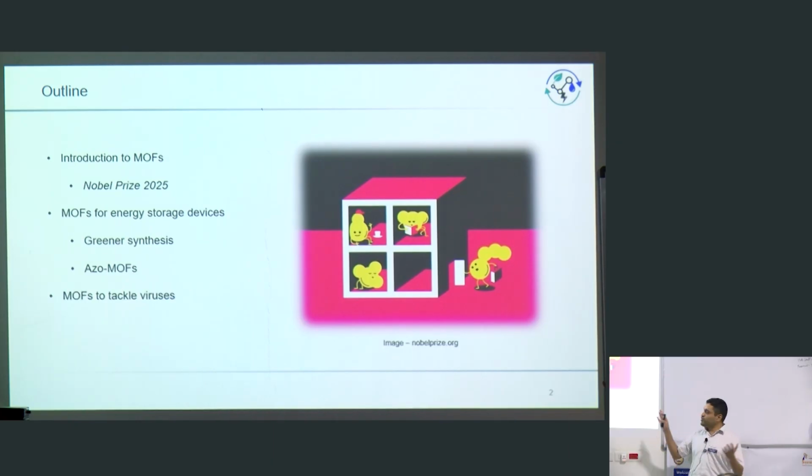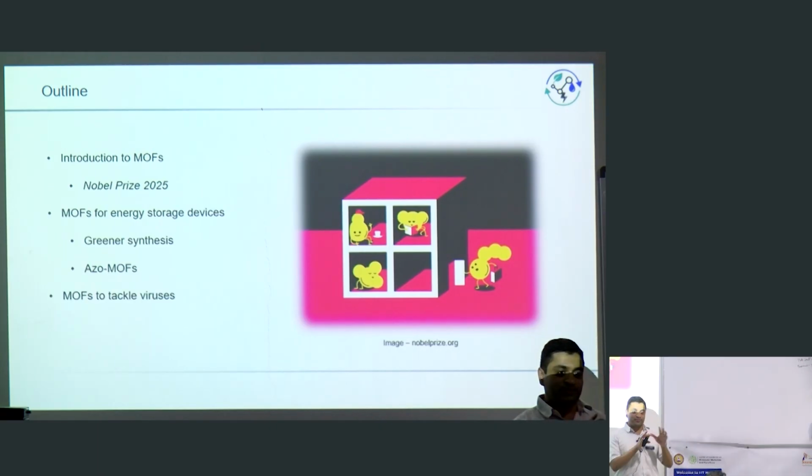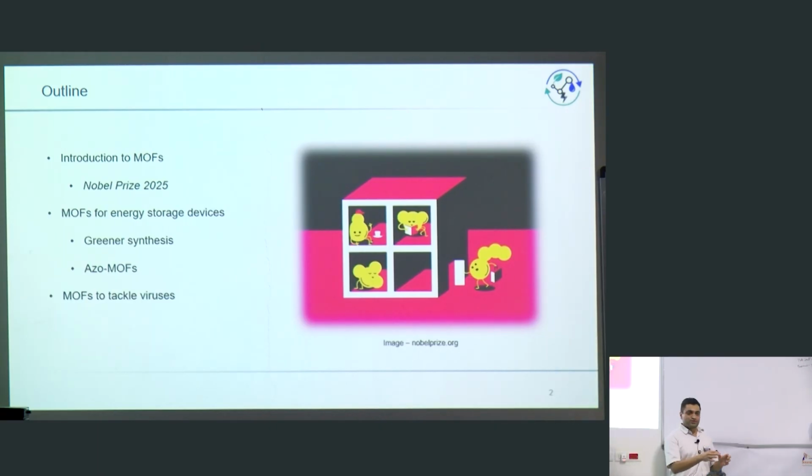You can imagine a MOF to be something like this. It's empty. It's got a structure. It's got an empty space in between. Gas molecules go inside. They can be used for catalysis. They can be used for something else, and then they can come out once their purpose is finished. So, remember this image as we go along the slides because this will come in handy wherever it's needed.